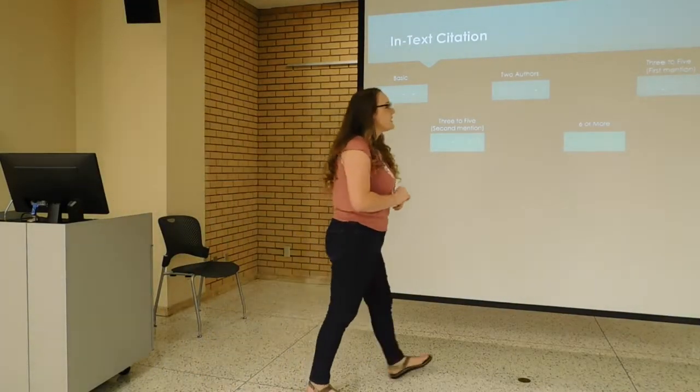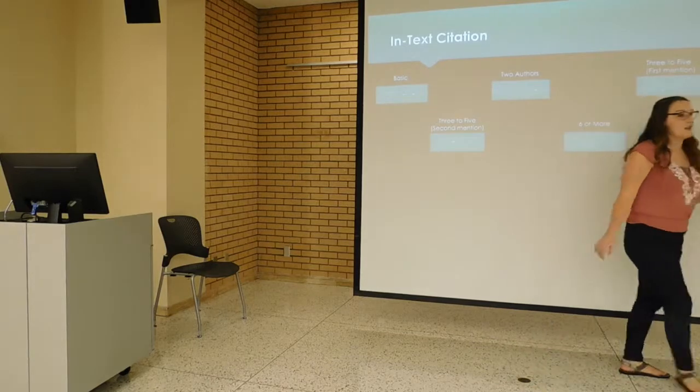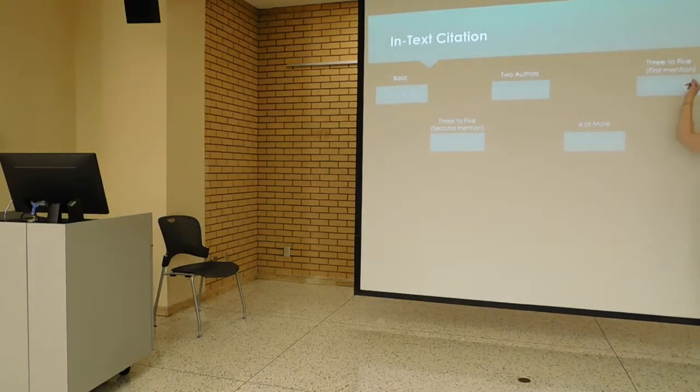Then we have 3 to 5 authors. But if you'll notice right here, I say first mention. That's because the first time you mention this source, if there are 3 to 5 authors, you're going to write every single one of them out. So right here we have Smith, Green, and Hunt. They published in 2014. So the first time, that's how you're going to do that citation.